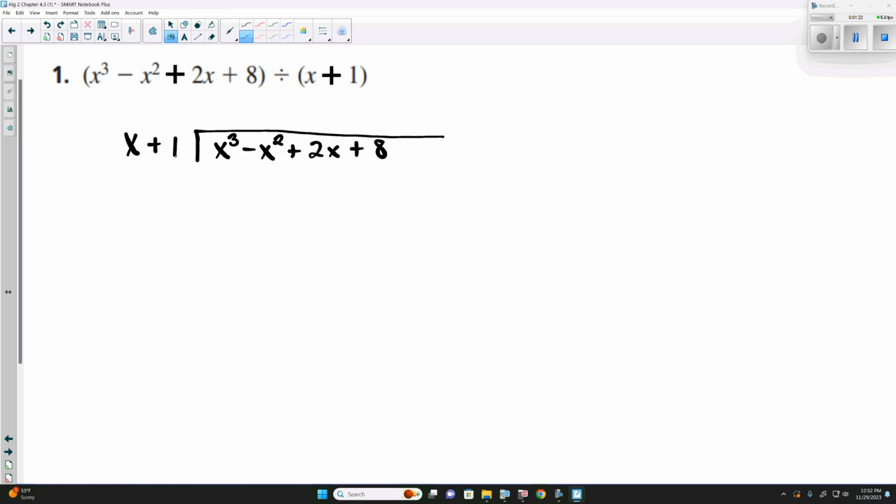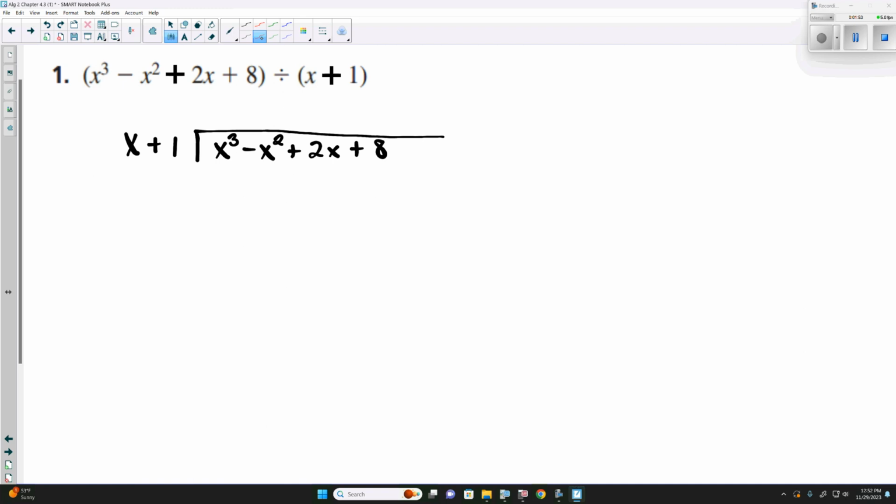Now, if there are any terms missing, we do have to put those back in. Since our biggest term inside is x cubed, we need an x cubed term, an x squared term, an x to the first term, or just x, and our constant term. We do have all those there, so we don't have to adjust. Outside, our biggest term is x. We have it and the constant term, so everything is accounted for. Questions on how we set this up?